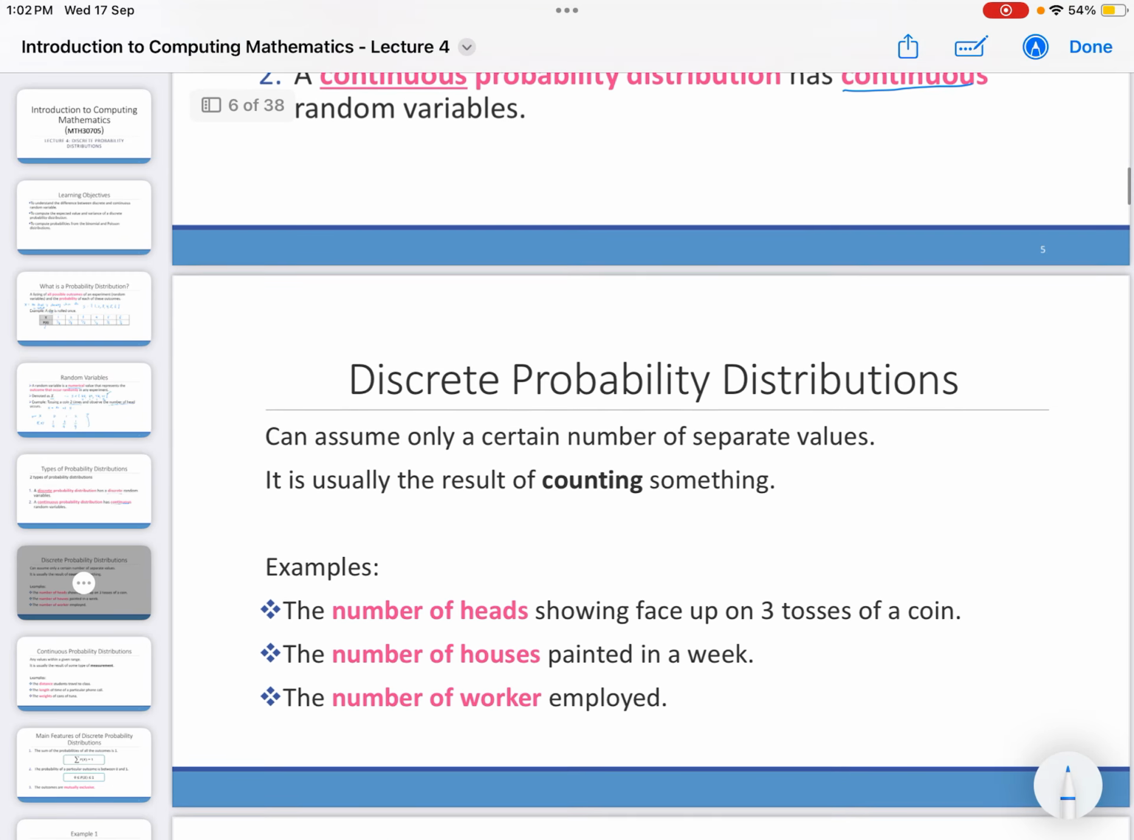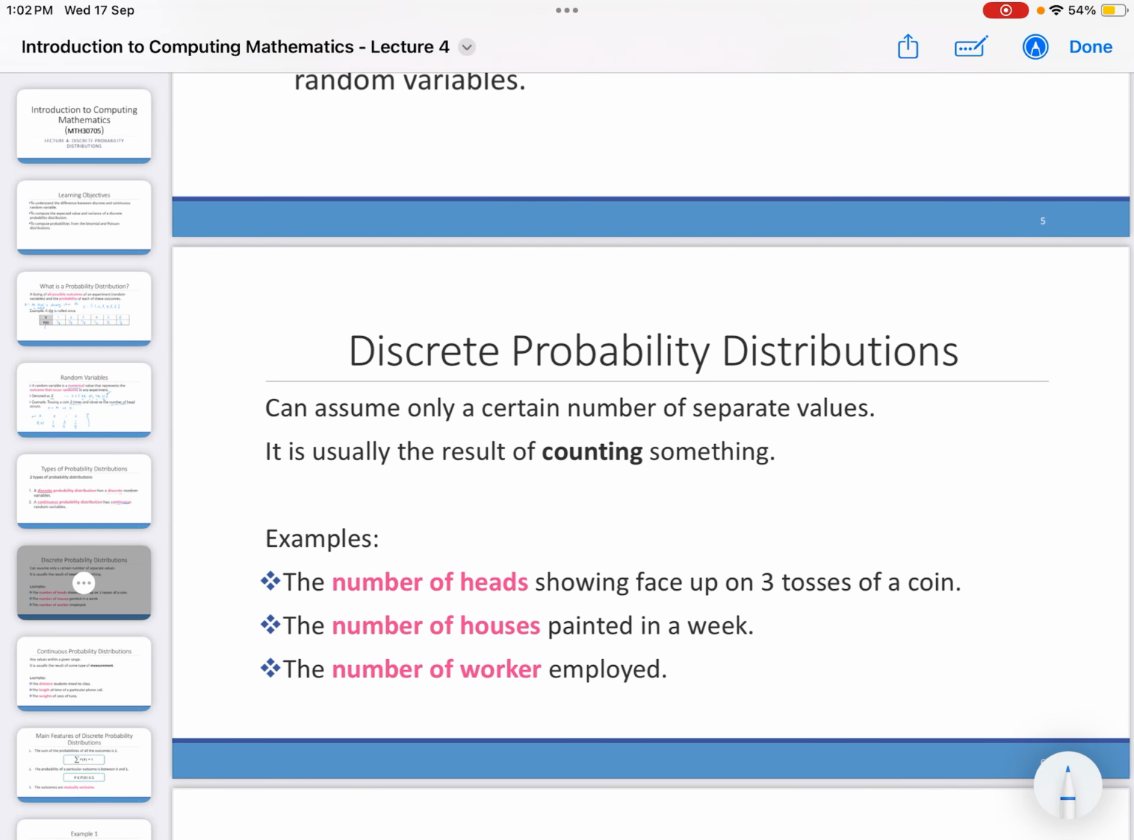So let's look at the discrete probability distribution. For this one, we can assume only a certain number of separate values. So remember, only a certain number of separate values. Basically the value is not continuous. It is usually the result of counting something. When we count starting from 0, 1, 2 and so on, they are actually separate values.